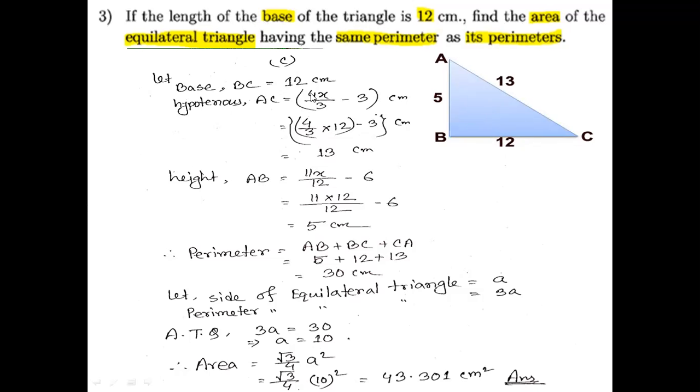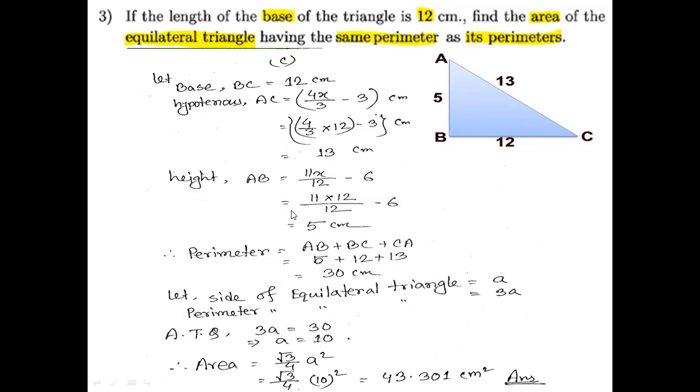We know hypotenuse is 4x by 3 minus 3, just putting the value of x, you will get this, and putting the value of x in here, then you will get the height. Then perimeter will be just addition of the 3 sides, that is 5 plus 12 plus 13, that is 30. Here it is talking about finding the area of the equilateral triangle having the same perimeter.